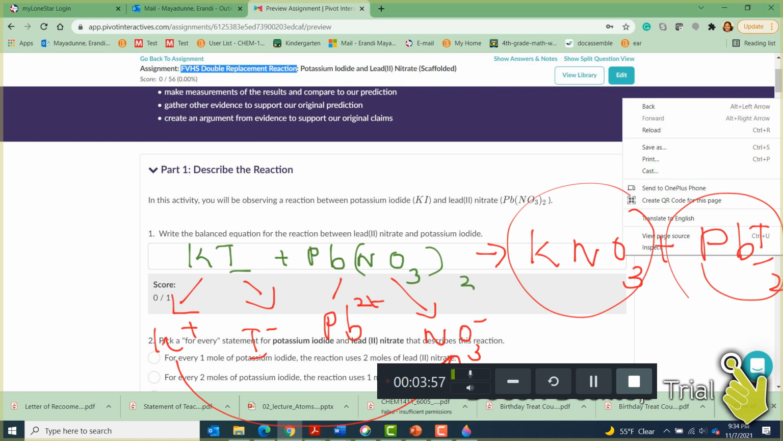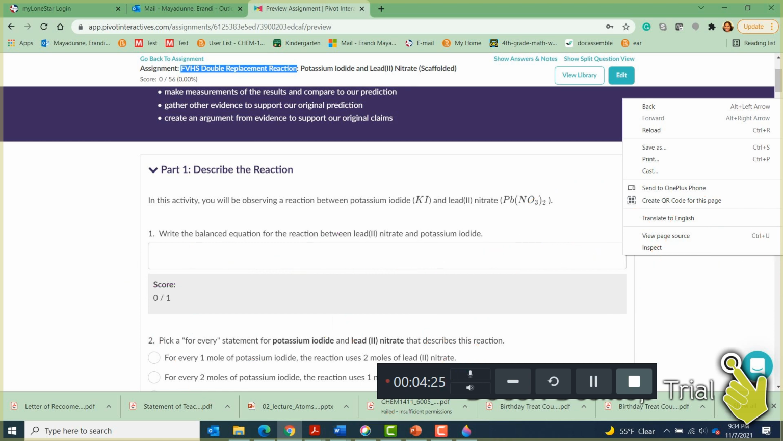How do you balance? You see two nitrates here, but you have only one nitrate, so you put the 2 in front of it. Let me use another color for balancing. And then you have 2 iodide, so you put 2 here. So you see 2 potassiums, 2 iodides on the reactant side; on the product side, 1 lead, 2 nitrates. So this reaction is now balanced. So that's how you write the balanced equation.